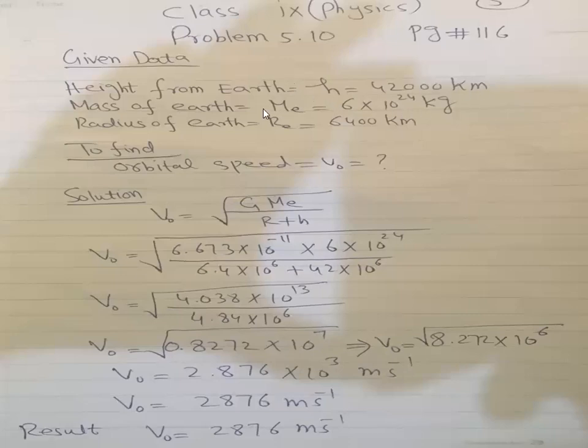So height from Earth is h, which is 42,000 kilometers, is given to me. And you know the mass of the Earth is 6 into 10 power 24 kilogram, denoted by ME. And the radius of Earth is RE, which is 6,400 kilometers. Okay, so these things are given to me.